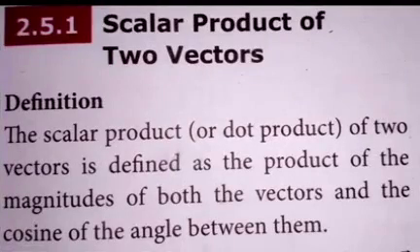Now we are going to discuss the first concept, the scalar product of two vectors. What is the meaning? If we dot any two vectors, we get the product as a scalar. See the definition. The scalar product of two vectors is defined as the product of the magnitudes of both the vectors and the cosine of the angle between them. That means if we dot any two vectors, we get a third quantity as a scalar, in the form of the angle between the two vectors.